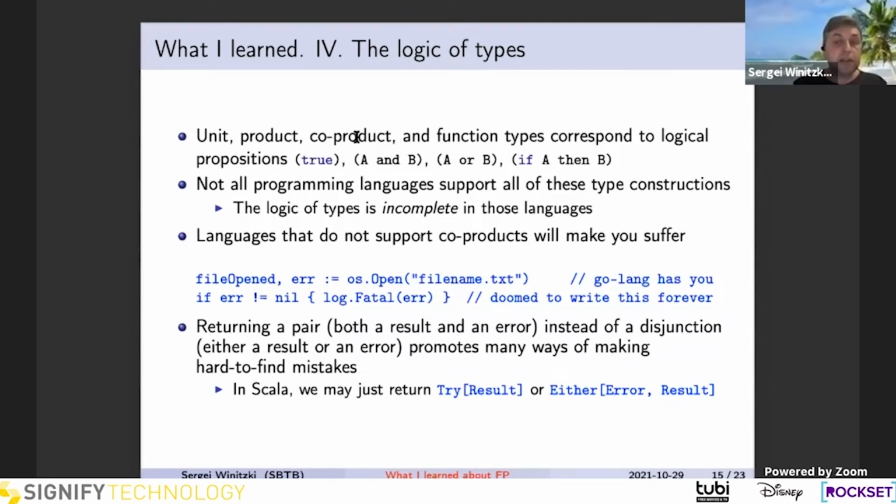Another little detail is that these types correspond to logical propositions. For example, coproduct corresponds to A or B, product corresponds to A and B, and so on. And not all programming languages support these. So if a programming language doesn't support, say, coproducts, it means that the logic of its types is incomplete, and you cannot express certain things in the types. And it turns out this is practically relevant. It's important that a programming language should support coproducts and pattern matching on them.